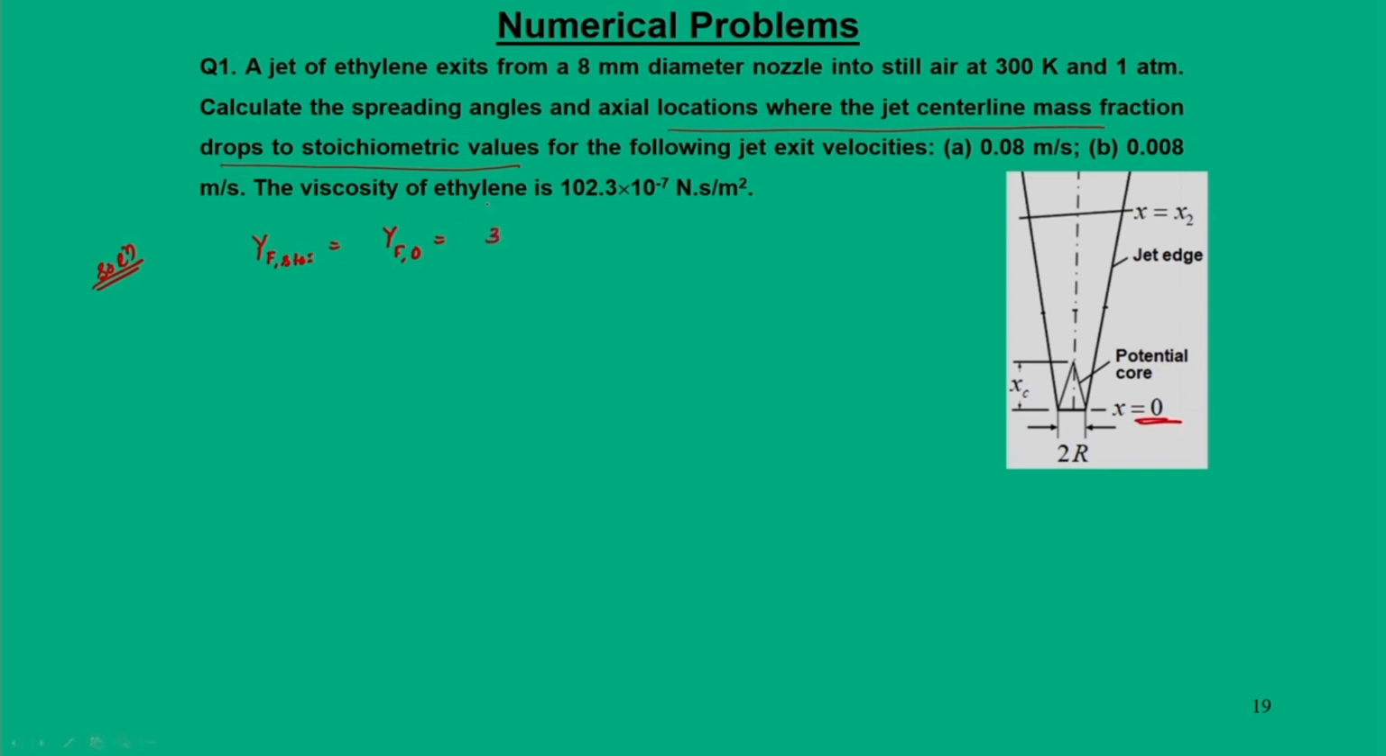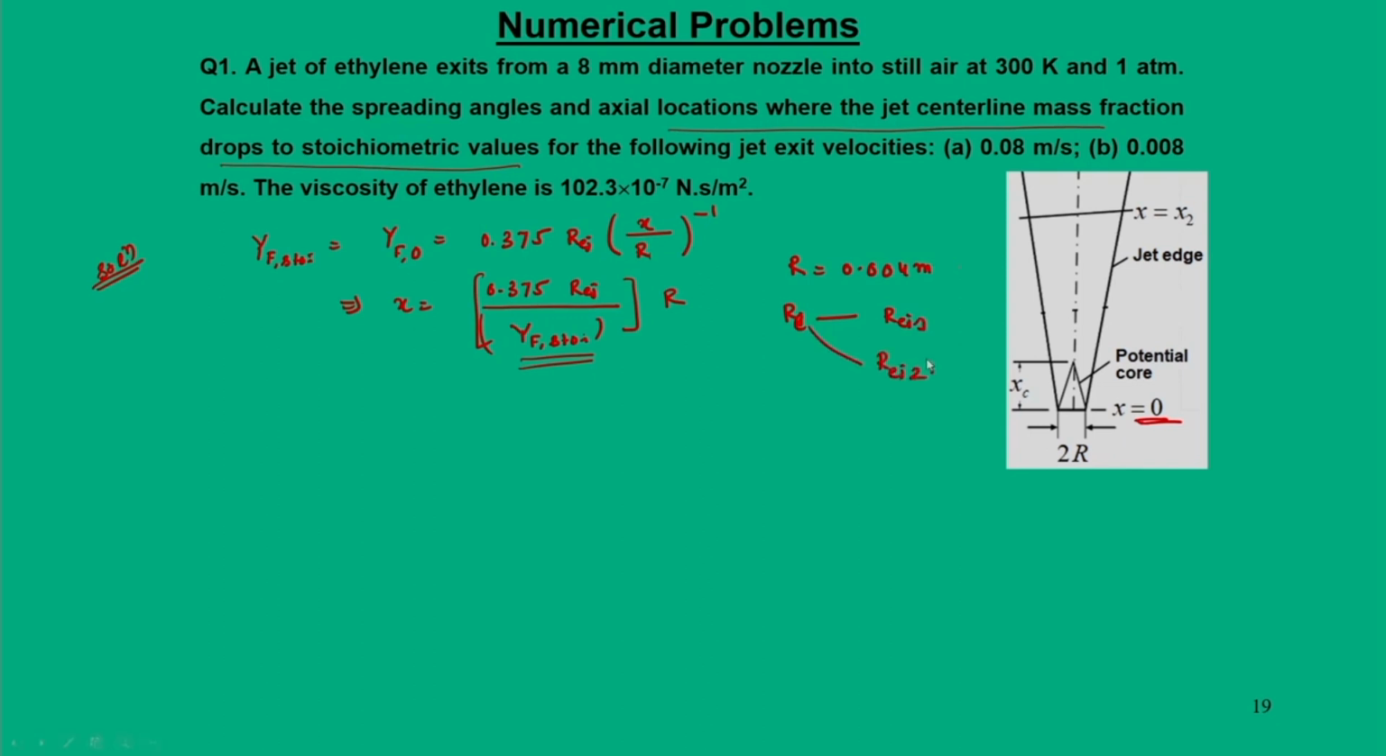That relation we have, if you recall, is 0.375 Rej into (x by r) to the power minus 1, and this will give you x equal to 0.375 Rej divided by YF stoichiometric into r. So, basically we need to find the YF stoichiometric value. All the other parameters are known. R is 0.004 m, and Re we have Rej1 and Rej2.